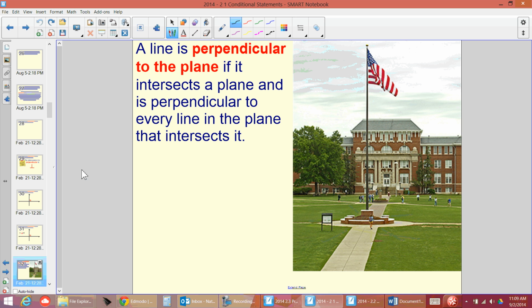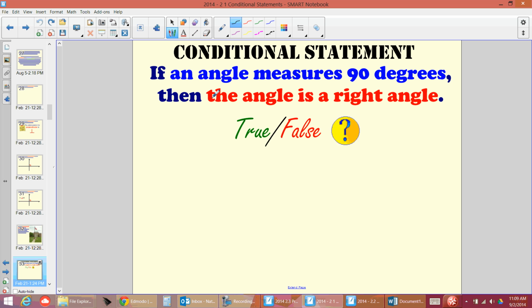Okay? We go on with conditional statements. Here we go. This is your next example. We're going to cross it off of the notes because it's a little bit different. Mine says on the notes if an angle measures 90 degrees. Yours says if it's greater than 90 degrees. Regardless, we're going to follow the notes and say, is this statement true?